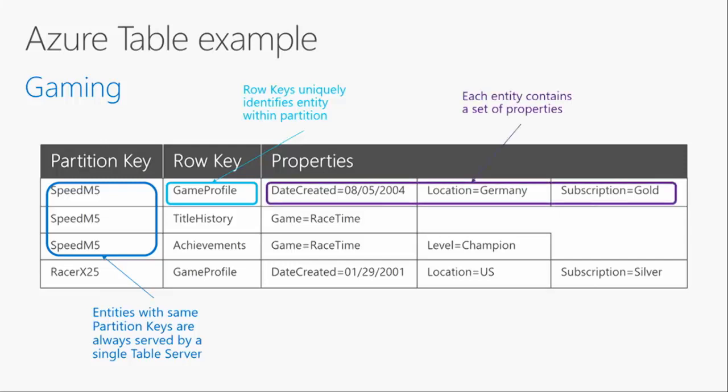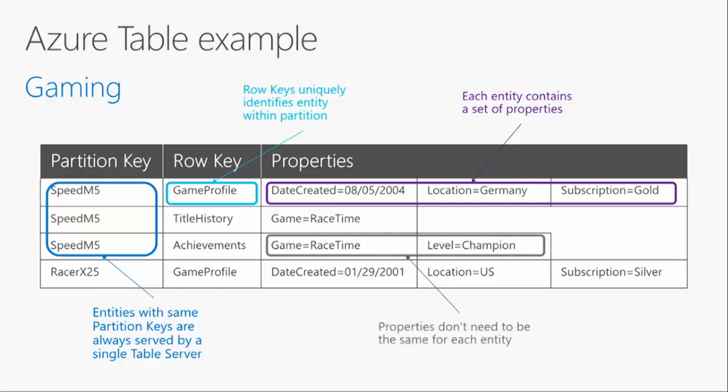And then finally, we have a set of properties. You can think of properties like columns, except there's no schema enforcement for those columns. Every entity can have between one and many properties. And those properties are essentially name-value pairs of metadata that make up that entity. So these are the very basic concepts of what an Azure table is.